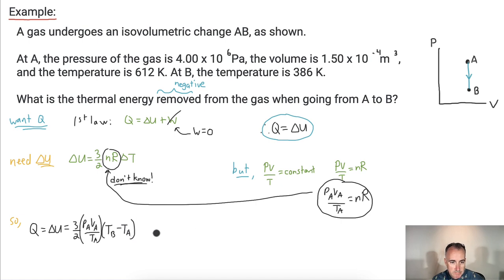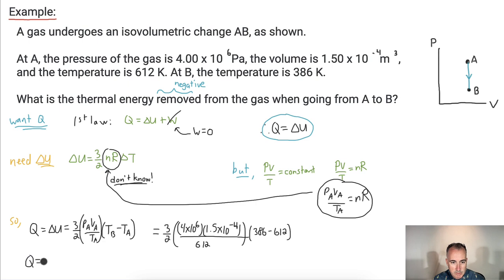So let's put in all our numbers. I've got 3/2, and PA is 4 times 10 to the 6, so 4 million, times VA, which is 1.5 times 10 to the minus 4, all divided by TA, which is 612. Then I multiply that whole thing by TB, the temperature at B, which is 386, minus TA, which is 612. Phew.